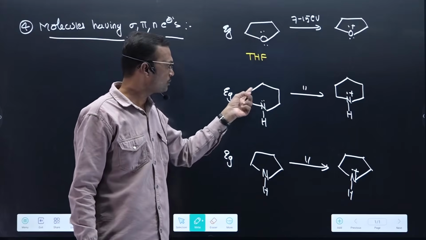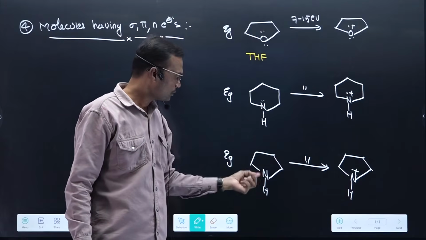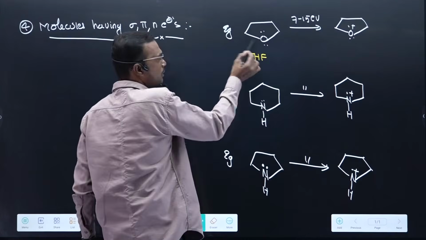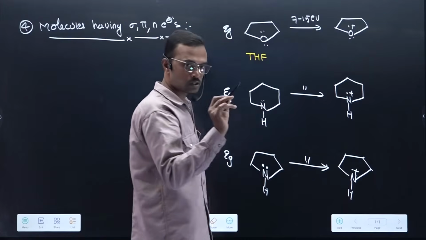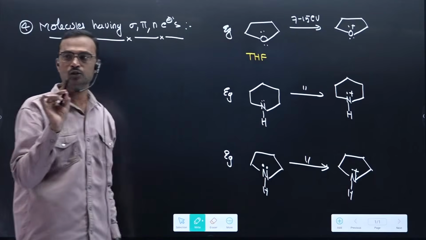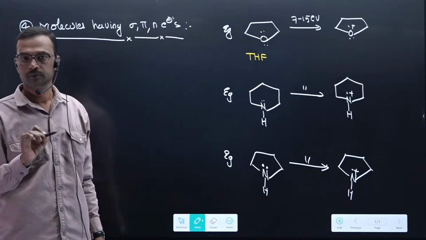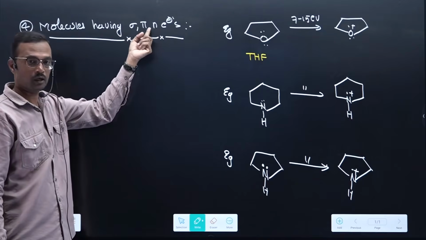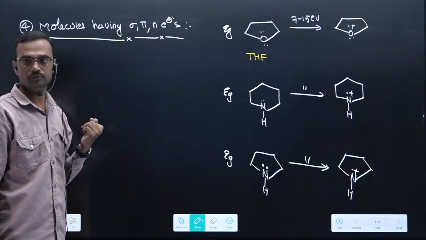See, this is a sigma bond, this is non-bonding. Sigma bond, non-bonding. Here non-bonding, and here also sigma, non-bonding. In the last examples all are sigma bond and non-bonding. There is no pi bond. But right now what I am saying is, not only sigma and non-bonding, also pi electrons are available.